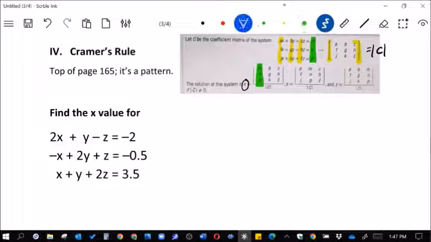And for the y's, we're going to do the same thing, but it's going to be in the middle where the y's were, the coefficients for the y values. And then for the z, it's putting the coefficients there where the z's are.